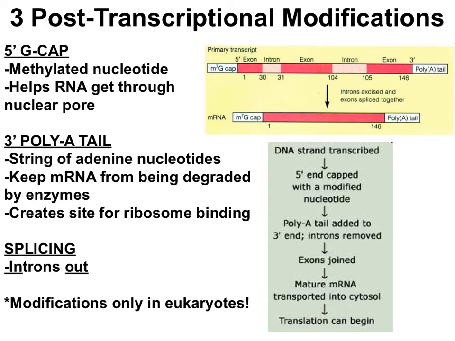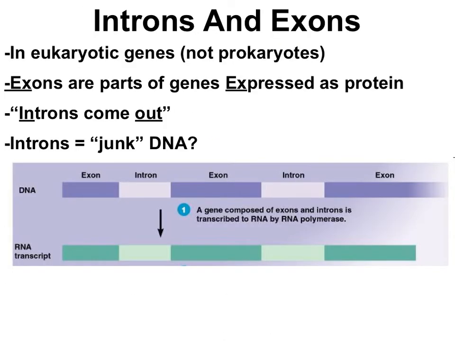The third and final modification of pre-RNA is splicing. Splicing is where regions that aren't needed, called introns, are taken out of the pre-RNA. Keep in mind that these three modifications only happen in eukaryotic cells, but not in prokaryotic cells like bacteria. I want to add some depth to splicing: what splicing is, how splicing is done, and why splicing is done.